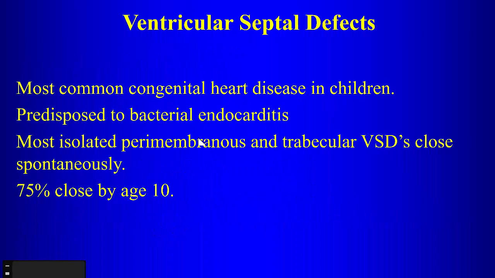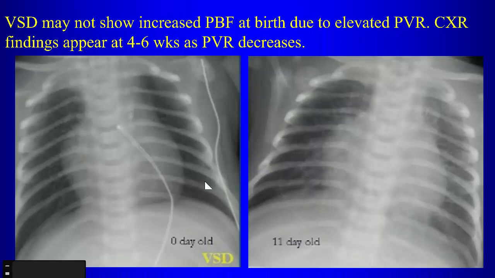So VSDs are the most common congenital heart disease in children. Bacterial endocarditis can be a complication, and most small perimembranous and trabecular VSDs will close spontaneously, 75% by the age of 10. When infants are first born, they have high pulmonary vascular resistance.